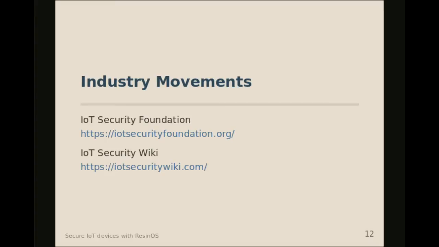So I was trying to find industry movements on this. If anyone has any others, I'd love to hear about them afterwards. But there's really only one major one I found, which is the IoT Security Foundation, and they're trying to get together some sort of consensus around what's the right way to handle this stuff and what we do about it. And then an interesting thing that isn't really a movement, but there's an IoT Security Wiki, and their goal is to bring together everything they can about IoT and security and provide a point of reference for anyone who's starting to work on an IoT project.